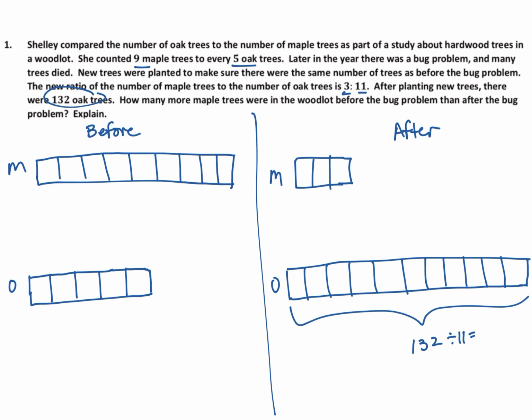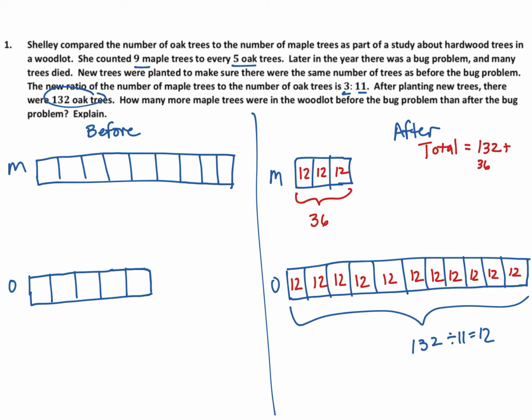132 divided by 11 comes out to 12. So each box gets 12. Which means this was 36, because 12 times 3 is 36. So total, we have 132 from the oak and 36 from the maple, which gives us 168 trees.